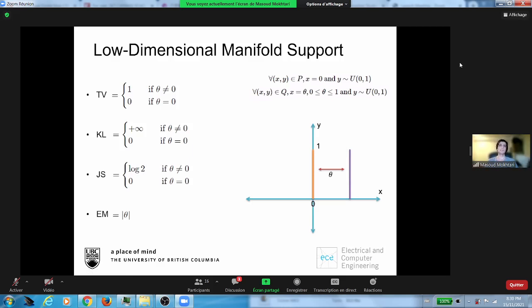But for Earth mover, the amount that we have to move the real distribution to get to the generated distribution, you can see that that would be just the absolute value of theta in the simplistic case. It's continuous, and it has different values based on how far from the real distribution PG, the generated distribution, is. So I think we can already see some benefits here when we're dealing with neural nets and how important continuity is, or being differentiable, and for those gradients to actually mean something. Because if you have a constant value, then your gradient is just 0. It doesn't help you at all.